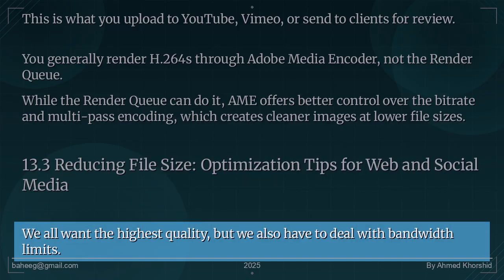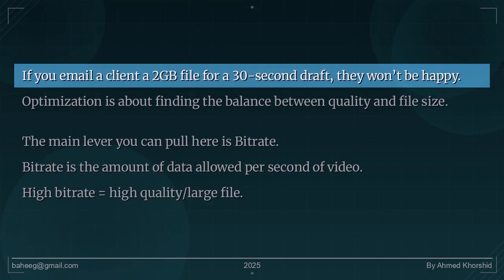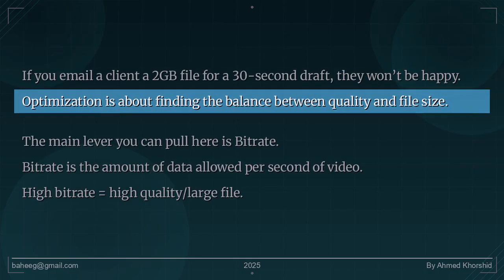We all want the highest quality, but we also have to deal with bandwidth limits. If you email a client a 2 GB file for a 30-second draft, they won't be happy. Optimization is about finding the balance between quality and file size.